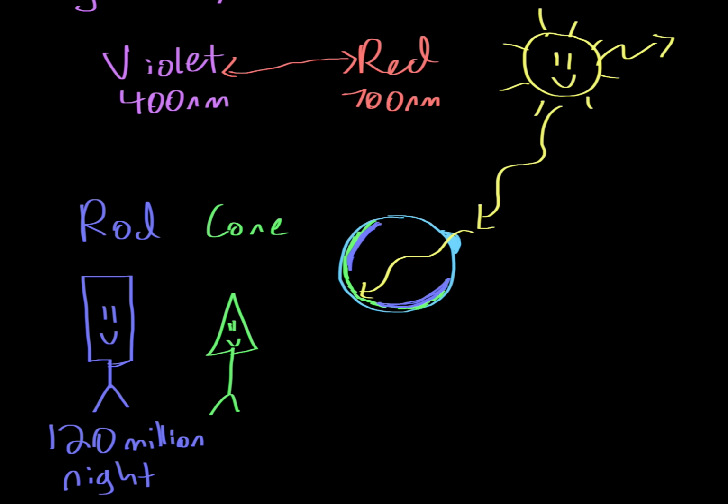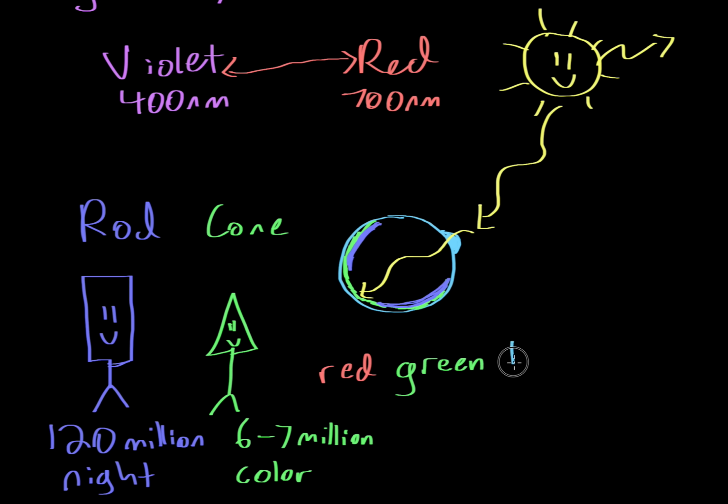So cones, there are a lot fewer cones. There are about 6 to 7 million cones per retina. And these cones, even though there are fewer of them, are really important because they're responsible for color vision. There are 3 different types of cones. There are red cones, green cones, and blue cones.